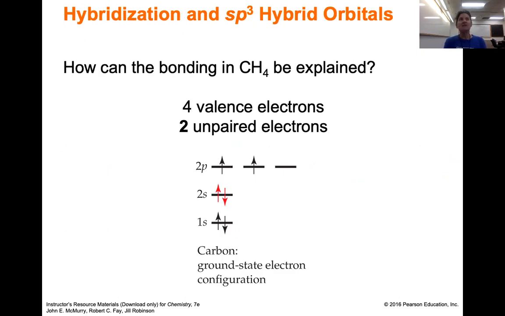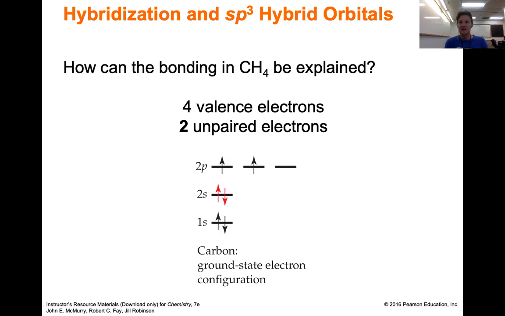So when you're talking about atomic orbitals, it doesn't always work out so well to be able to explain the geometry. And so there are additions to this. One of them is something called hybridization. First we'll talk about something called sp3 hybrid orbitals.